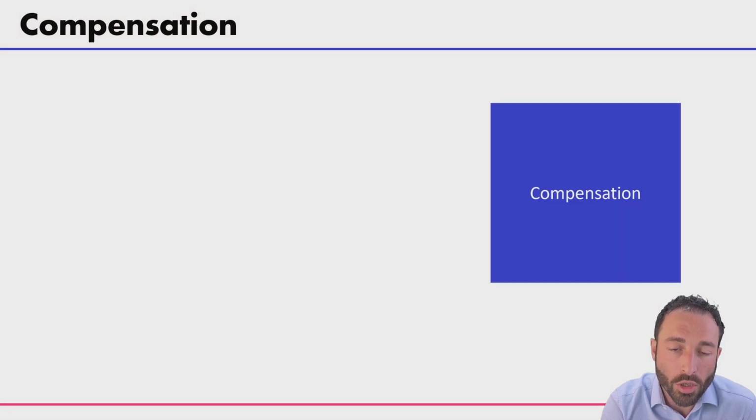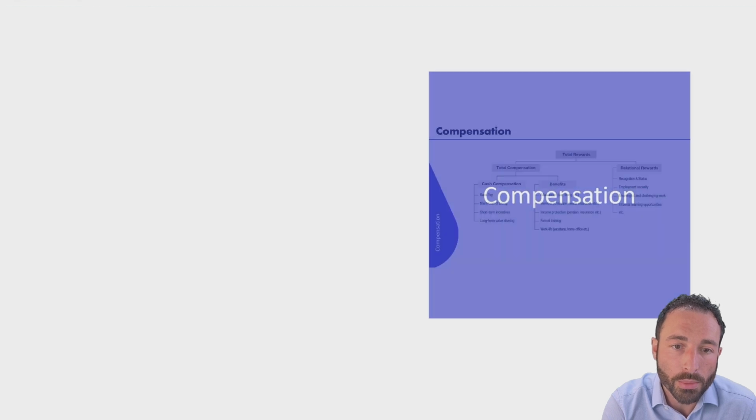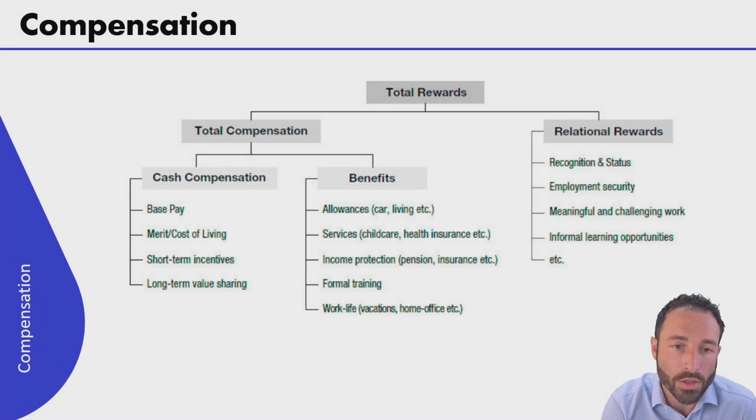So when we talk about compensation, what are we talking about? We're talking about more than just money here. We're talking about the total rewards that your employees receive. That's elements of compensation that are essentially cash-based, other benefits they might receive, and other relational rewards, such as whether the work itself is meaningful, whether they have employment security. So when we're talking about compensation, we're talking about the whole package.